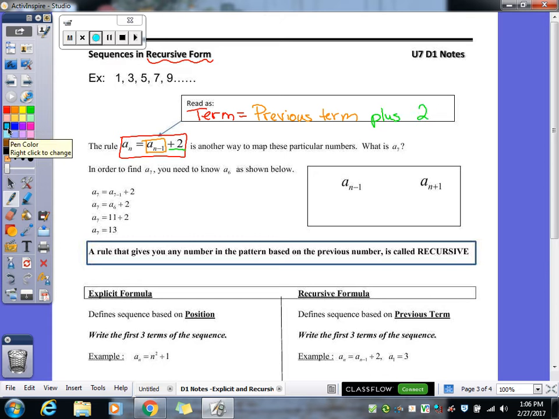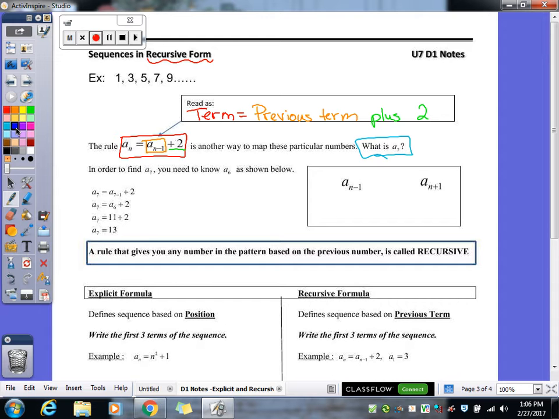So the thing that people get stuck on, though, is that notation, a sub n minus 1. So if they told us to find a sub 7, the thing with the recursive formula is you can't figure out your 7th term until you know your 6th term. But you can't figure out your 6th term until you know your 5th term. So you always need to know that term before it. So if they're asking you to find your 7th term, you need to know all 6 terms before it. Because to get your 6th, you need to know your 5th. To get the 5th, you need the 4th. 4th, you need the 3rd.